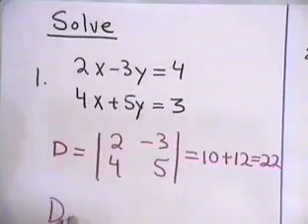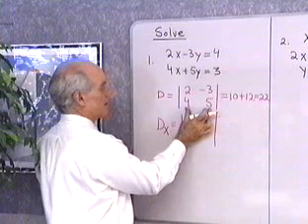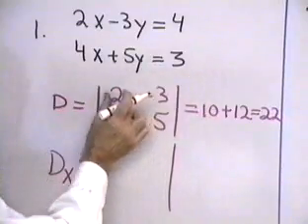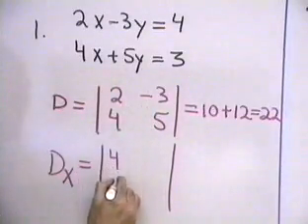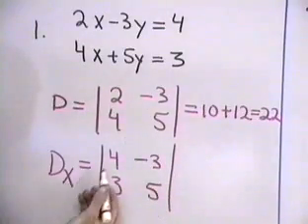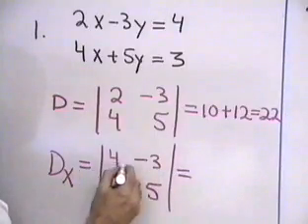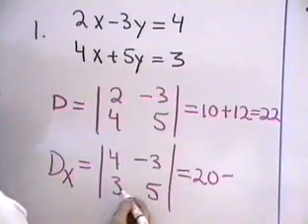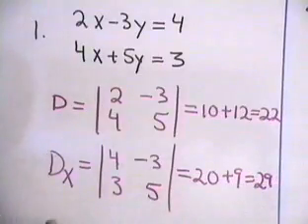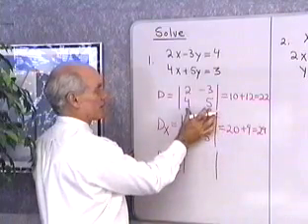Now, the next determinant I form is called d sub x, and it's the same as this determinant d, except where the coefficients of x were, we replace those with the constant terms. So instead of these coefficients of x, I write the constant terms 4, 3. Otherwise, the determinant stays exactly as it is. So d sub x means I've substituted the constant terms for the coefficients of x. Now I evaluate this. 4 times 5 is 20. Subtract 3 times -3, which is -9. 20 plus 9, 29.